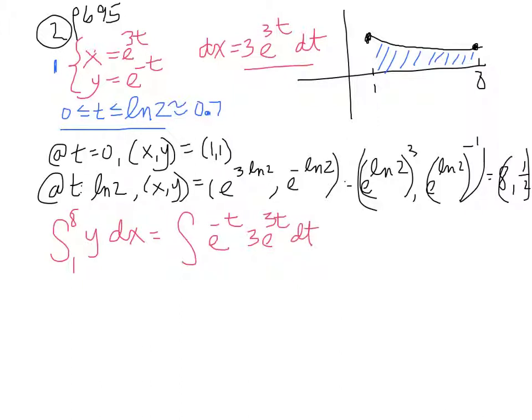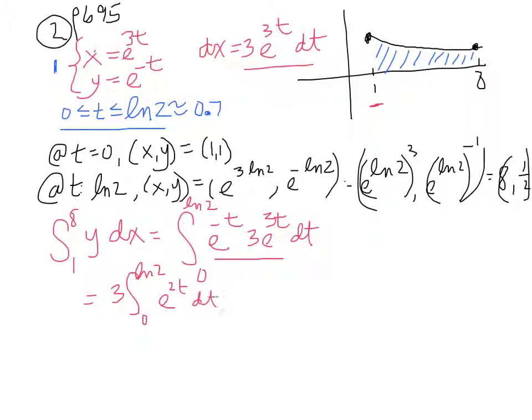And now when I switch from x's over to t's, note that when x is equal to 1, t is 0. So instead of going from 1 to 8, I'm going to go from 0 to the log of 2. Now I can simplify this expression. I'll bring the 3 all the way out in front of that integral. I'll go from 0 to the log of 2. I can combine those exponentials, so that'll be e to the 2t.